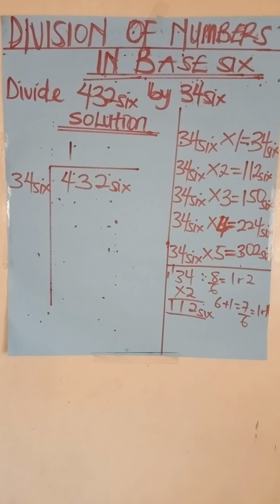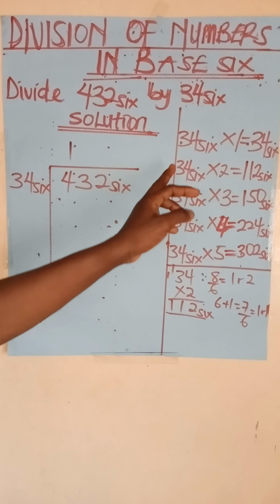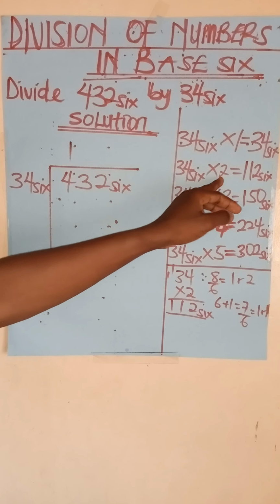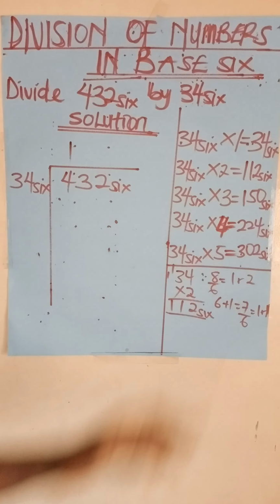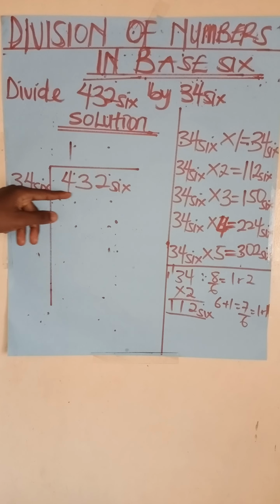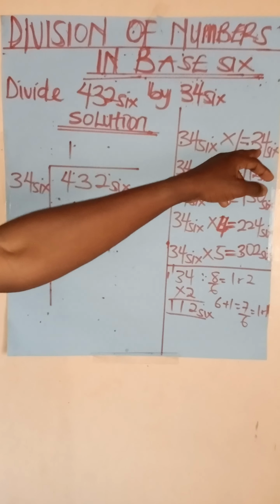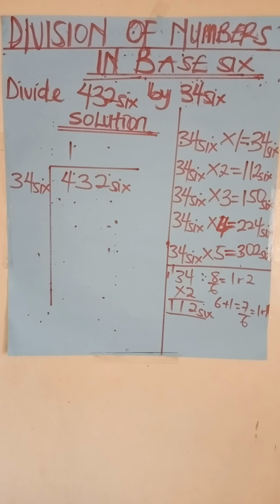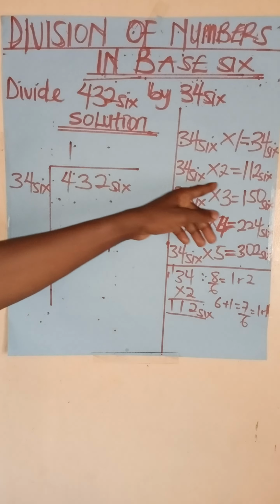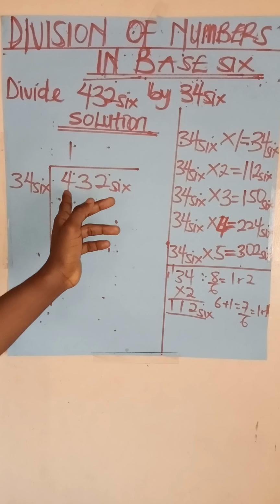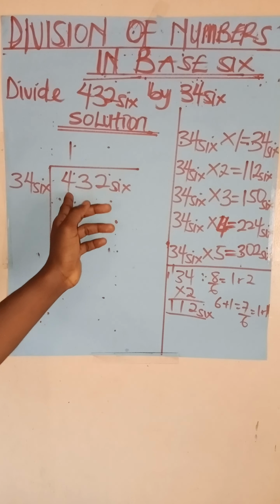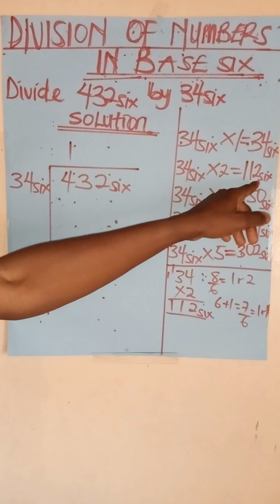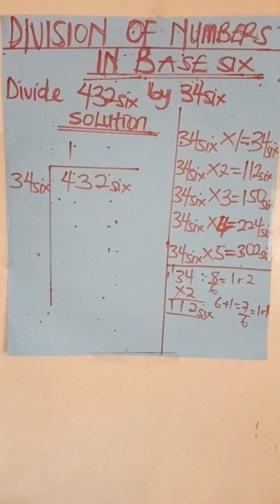I'll write 1. Don't forget that 34 base 6 times 2 gives me 112. But looking at here, I'm considering this 4 and 3 here only. So you can see that this 34 is not up to 43. So that is 1. If I should say 2, that means this 43 is smaller than this 112. So I have to stop in this particular place.